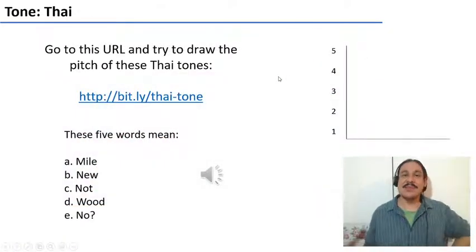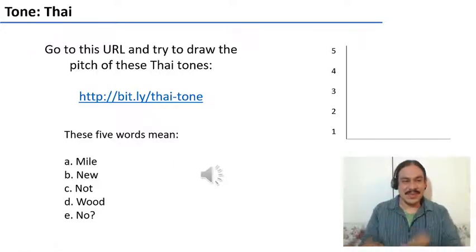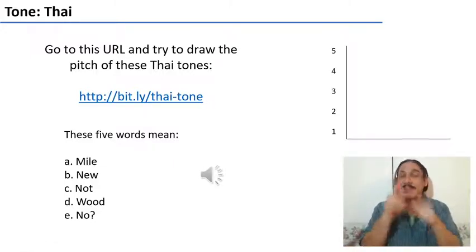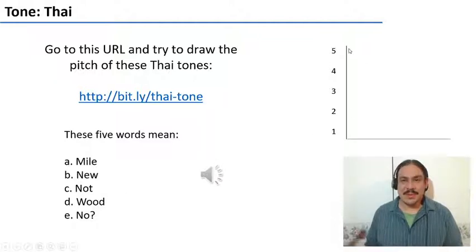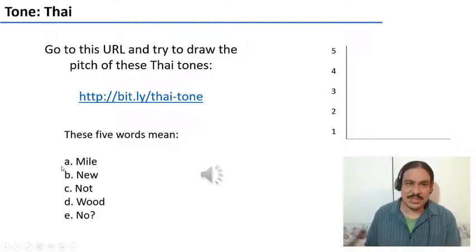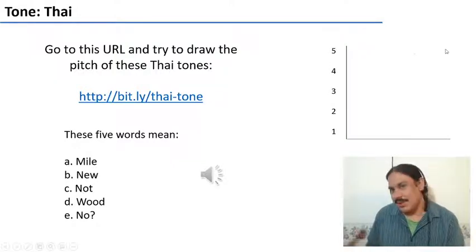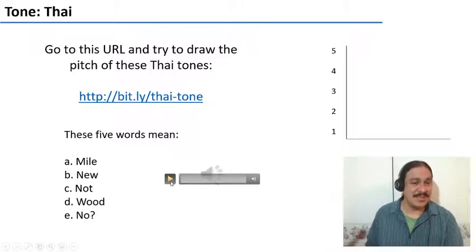And we're going to look at an example from Thai. I have a little challenge for you. I'm going to play something for you, and then I want you to go to that URL. It's going to show you a video of someone saying five words in Thai. I want you to grab a piece of paper and draw a little chart that has the numbers 5 for the highest pitch and 1 for the lowest pitch. And I want you to try to draw the pitch of each of these words. They each have a different tone. So if you hear something that is high, you can draw a line here. If you hear something that is mid, you can draw a line like this. I'm going to play you the words.